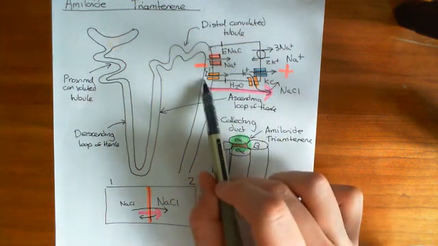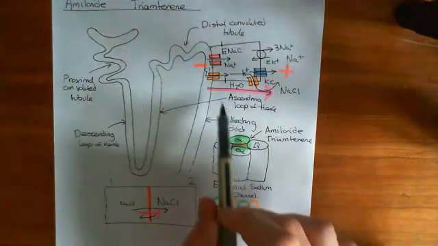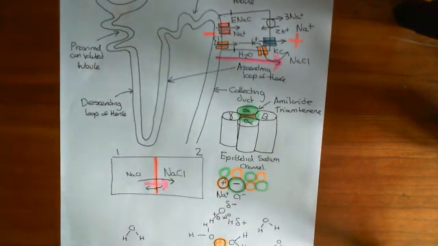And if the sodium chloride remains in the lumen, then the water will remain with it because there's no osmotic driving force to move the water. So you overall end up excreting more water, and you urinate more, and that's known as the process of diuresis. So these drugs, amiloride and triamterene, are both diuretics.